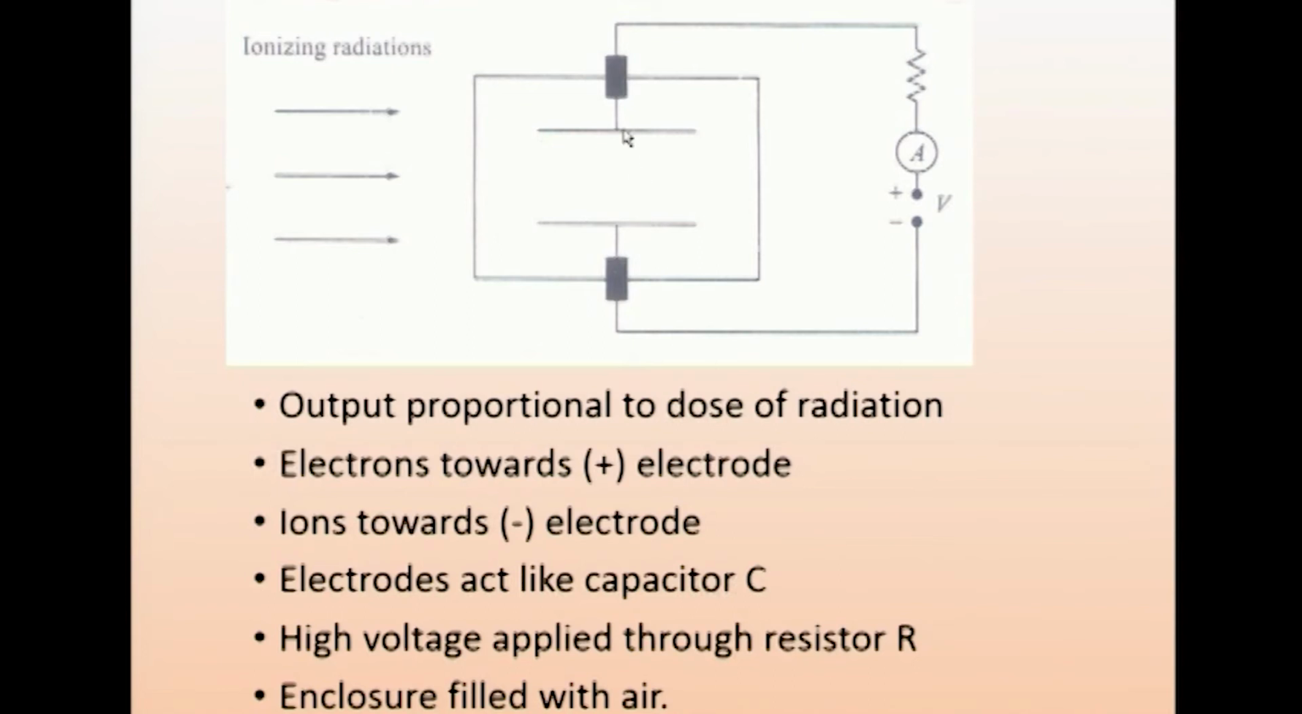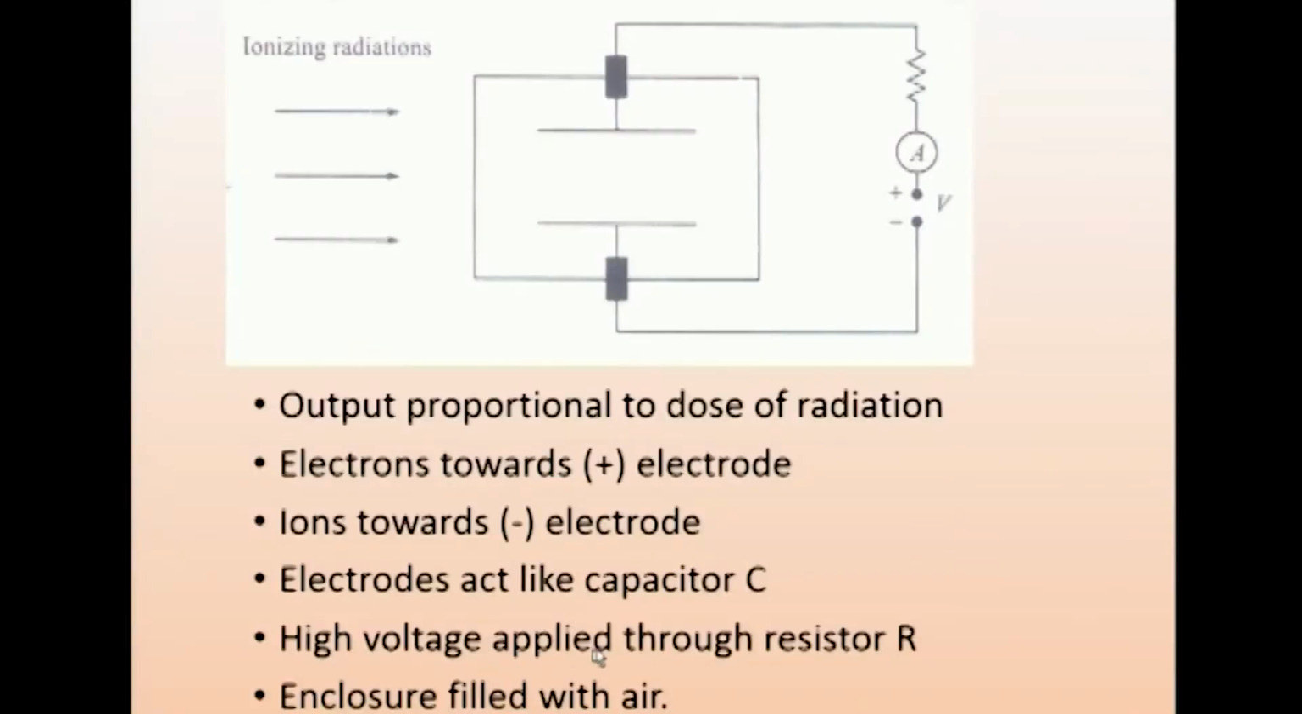Here the two electrodes are separated by a distance, so they act like a capacitor. High voltage is applied through some resistor R, just for limiting the current, so that the ammeter should not get spoiled. Depending on the range of the ammeter, we will select the resistor and find out the current. The enclosure is filled with air, even air is enough, or any other gas also. We will just take one example.